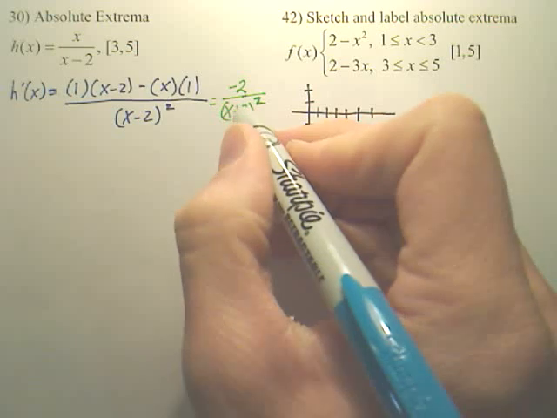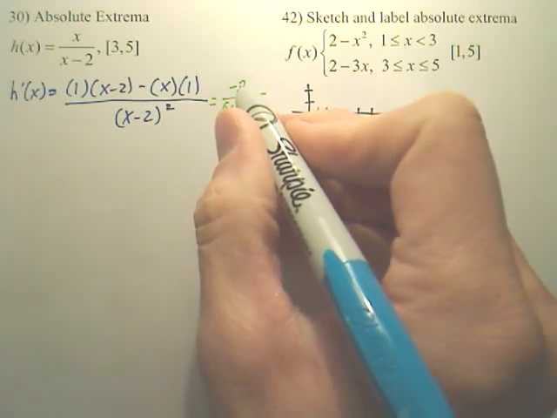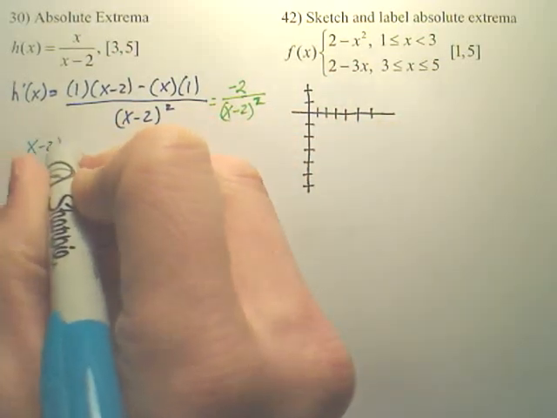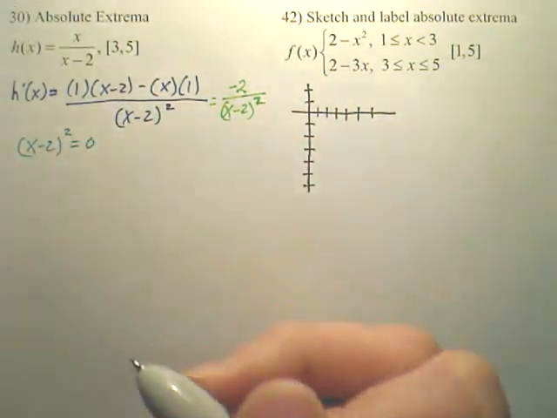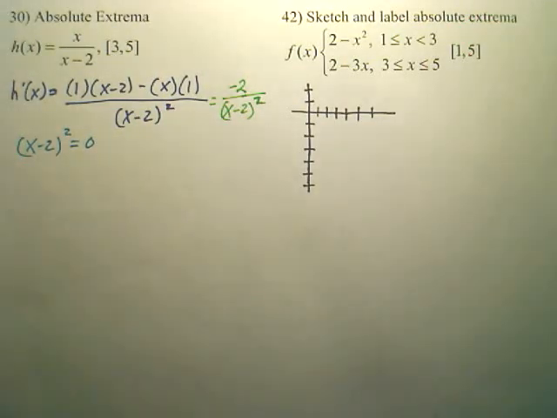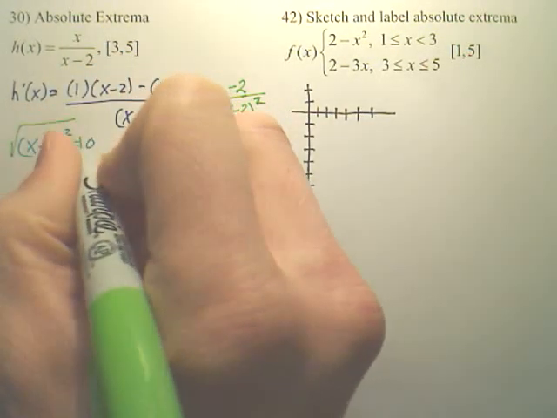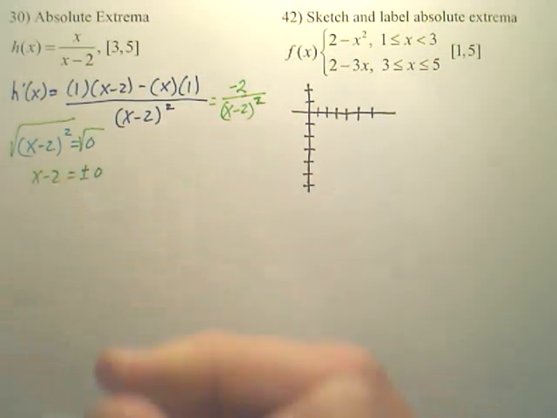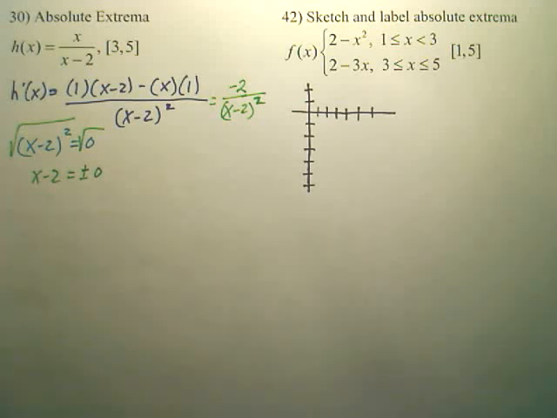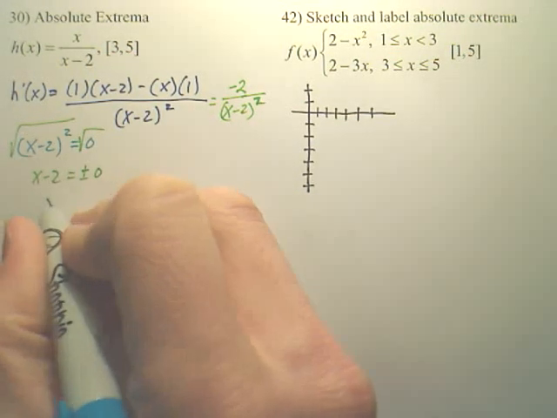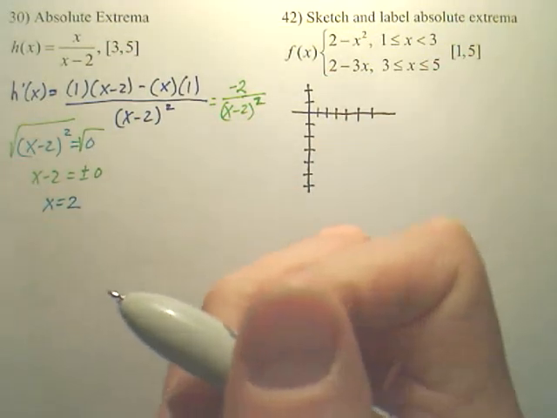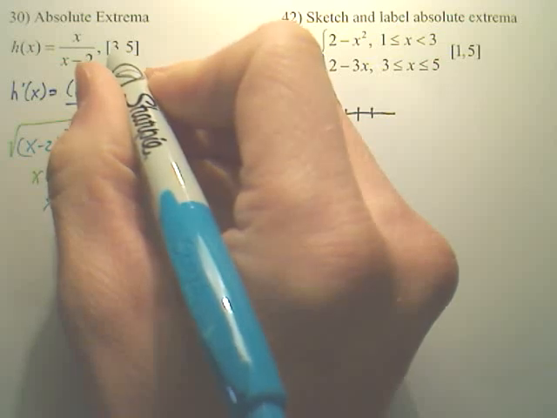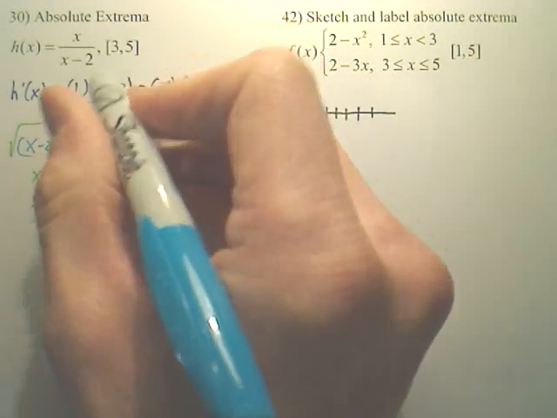So you set the top and bottom equal to 0. The top doesn't matter, since setting negative 2 equal to 0 doesn't do anything. Set the bottom equal to 0. When we do that, you square root both sides to get rid of the square, and you get x minus 2 equals plus or minus 0, which doesn't matter. And so that means x equals 2, which is not in my interval, so I can exclude it. It is a critical number, but it's not in the interval.